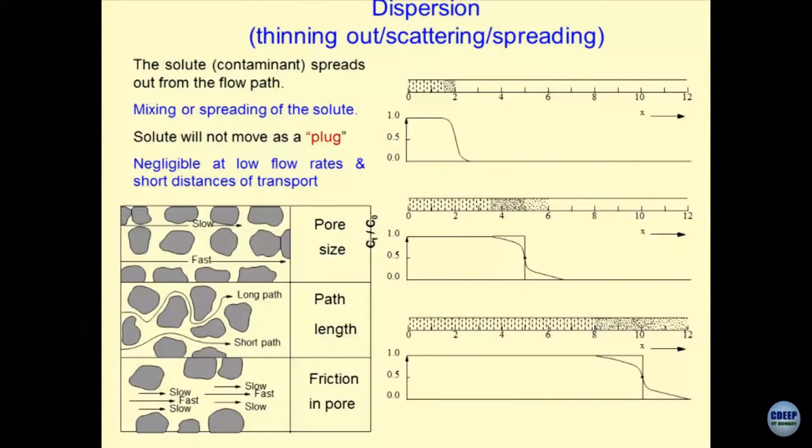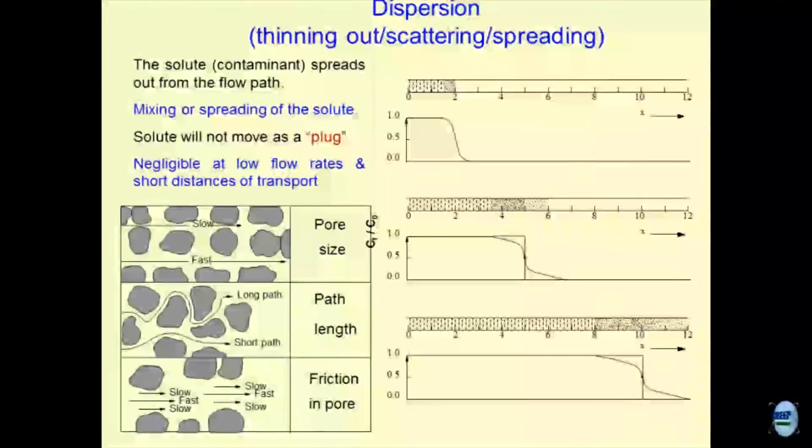Let us talk about the third mechanism of contaminant transport, which is dispersion. The literal meaning is getting dispersed, is it not? Thinning out of something, spreading, scattering. Here you have a plug of certain concentration, and now because of the flow of water, what is happening? The concentration over a distance gets spread out. That means the concentration is dropping down.